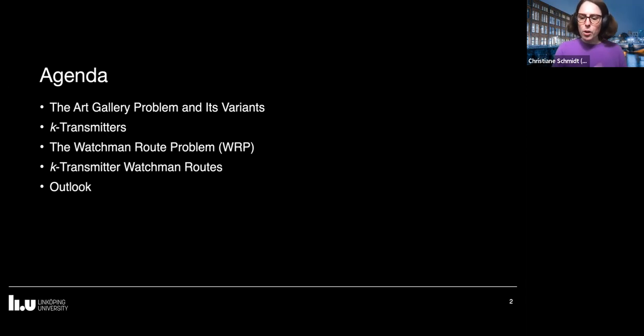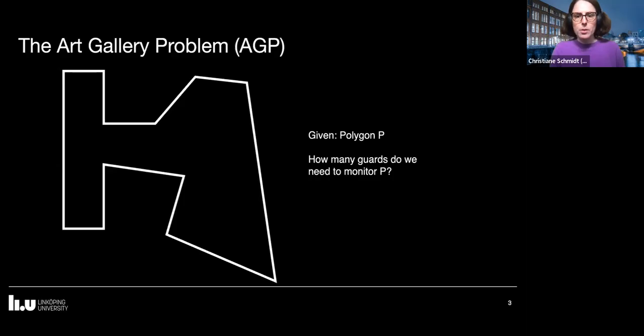I don't know how familiar you are with these problems, so I'll try to go a bit into the basic definitions. For the art gallery problem, we're given some kind of polygon, and we want to know how many guards we need to monitor it. That, as the name indicates, was at some point motivated by Victor Klee about guarding actual art galleries.